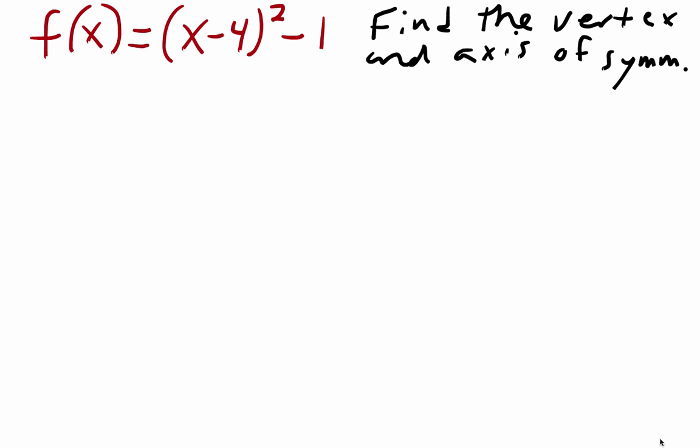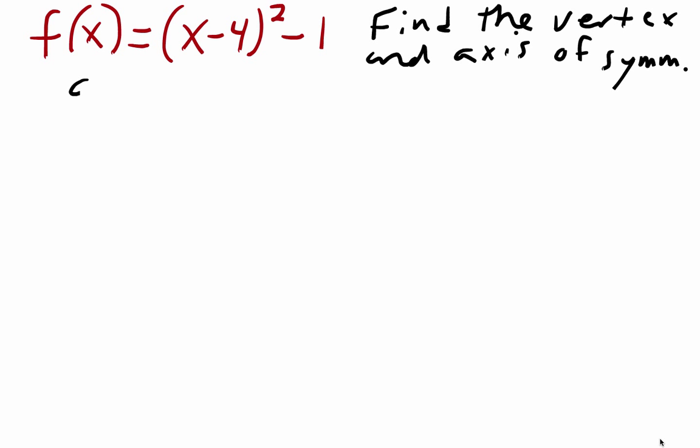Alright, so let's try a problem here. We have a function f of x equals (x minus 4) squared minus 1. And we want to find the vertex and the axis of symmetry here. So we're going to graph this, but we're going to find out where those points are. We want to see what the graph looks like and find the vertex and the axis of symmetry.